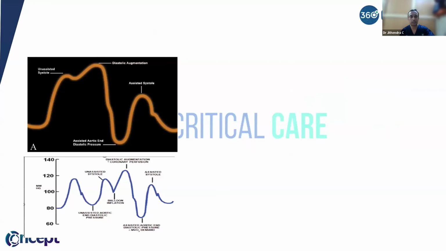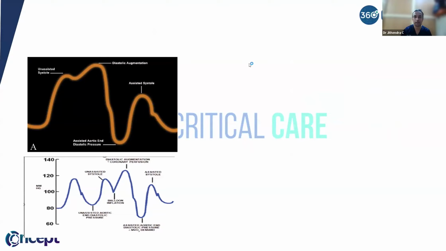So am I seeing the notch? I'm not seeing the notch. Okay. So what is this? So you are seeing there is this unassisted systole, and immediately after unassisted systole, you're seeing there is augmentation. So, what is it? Anybody? I can't see any answers. Yeah. So, already few questions we have.